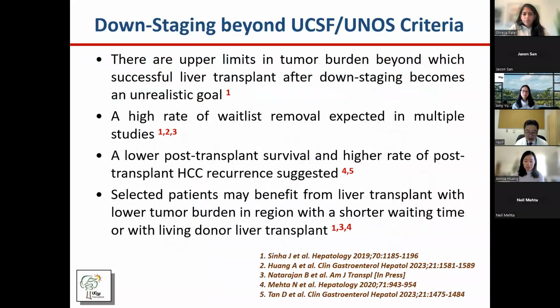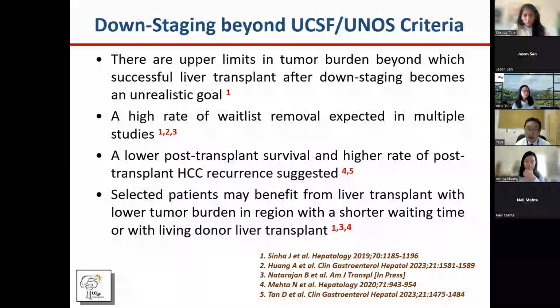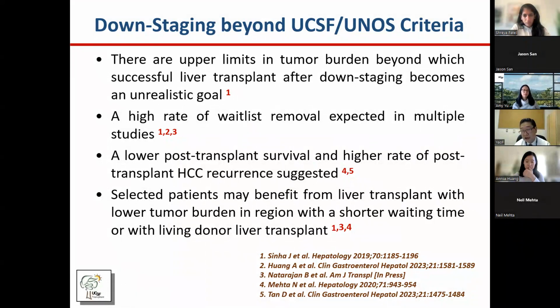So these are the lessons that we learned. There are upper limits in tumor burden beyond which successful liver transplant after downstaging becomes an unrealistic goal. And we will expect a higher rate of waitlist removal, lower post-transplant survival, and higher rate of post-transplant recurrence. Selected patients may still benefit from liver transplant with lower tumor burden in regions with shorter waiting time, or if we use living donor liver transplant.